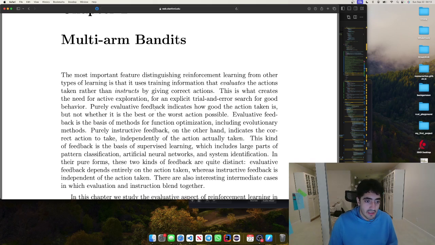Evaluative feedback is the basis of methods for function optimization, including evolutionary methods. Purely instructive feedback, on the other hand, indicates the correct action to take independently of the action actually taken. This kind of feedback is the basis of supervised learning.